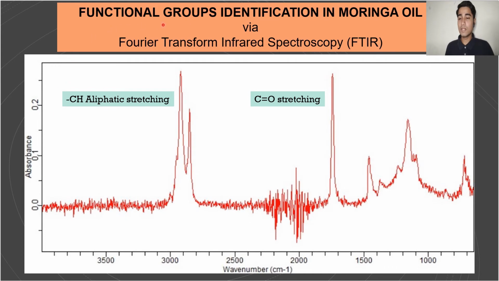Next, for functional group identification in moringa oil via Fourier-transform infrared spectroscopy (FTIR). This is the FTIR analysis that we use to identify whether the compound that we get during the extraction of Moringa Oleifera seed is a triglyceride or not. As you can see here, there is a C-H stretching and then C=O stretching, the same as the corn oil.